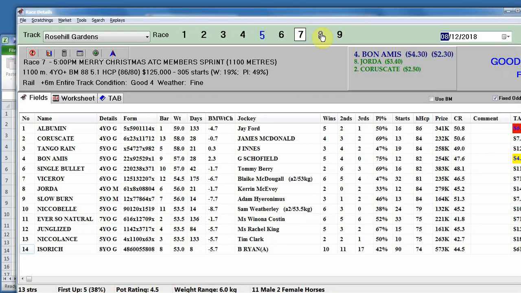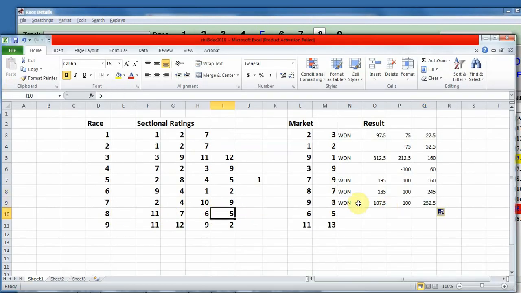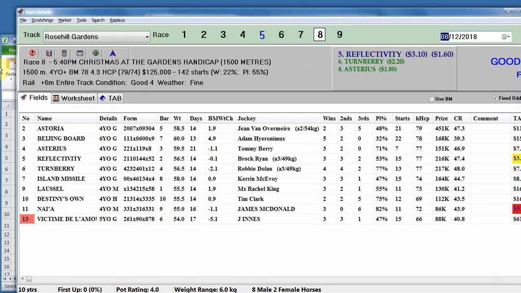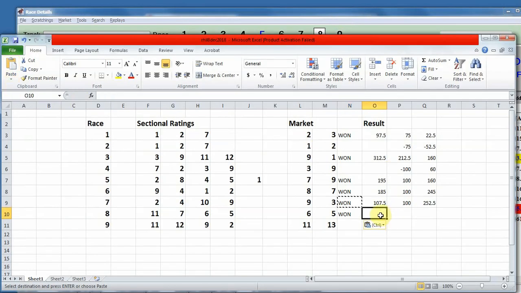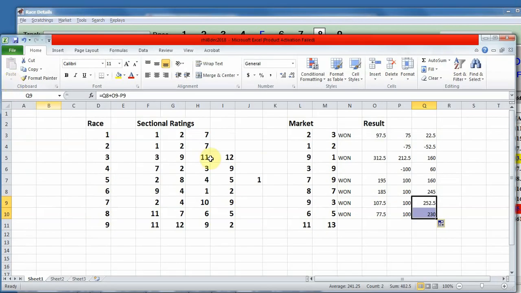Race 8, number 5. Yes, we had that one. Looks like this is going to be a loser because it's less than $4, $3.10. Equals 25 times $3.10. 100. So I lost on that race. And number 5, that was actually in the double up as well. So we would have doubled up on that. I think there was 3 of them we would have doubled up on.